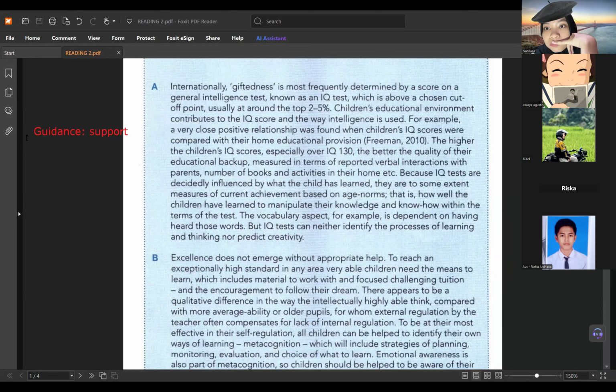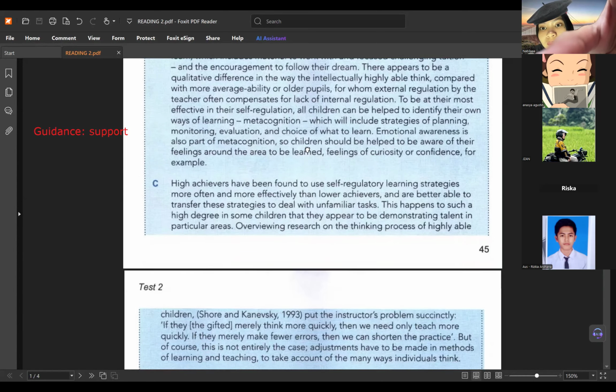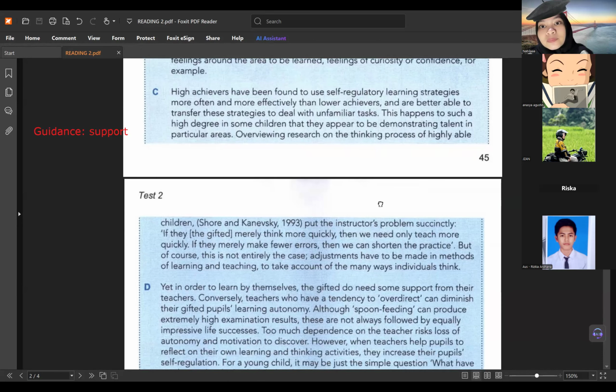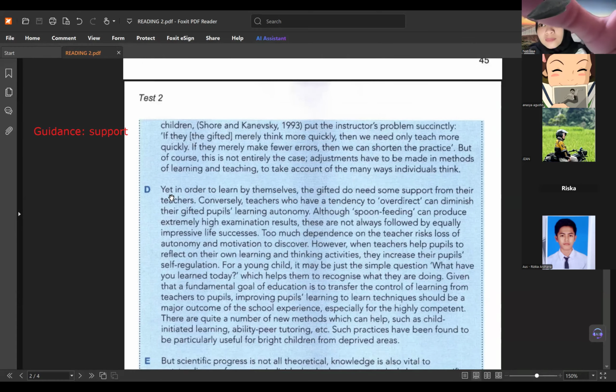So let's find that. It's not there. Continue. Okay, there's no anything about guidance. Support, where? Some support, in the D. Oh, this one. Okay, let's check this paragraph D.